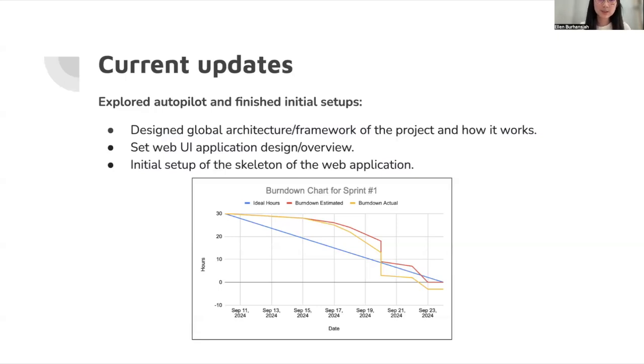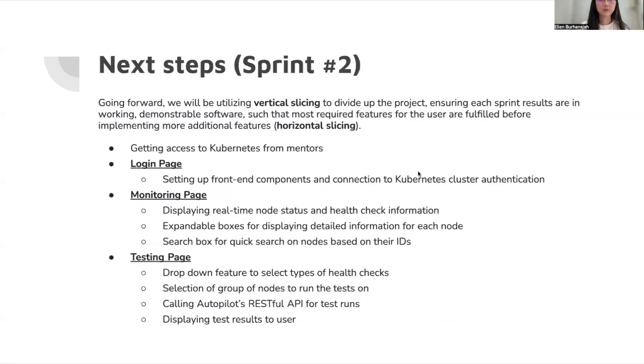Next, I will be discussing our next steps for the second sprint. Going forward, the team has planned to utilize vertical slicing. This divides the project to ensure that each sprint results in working, demonstrable software. As a result, most required features for the user are fulfilled before implementing additional features, which is known as horizontal slicing. I'll now go through the details of our second sprint.